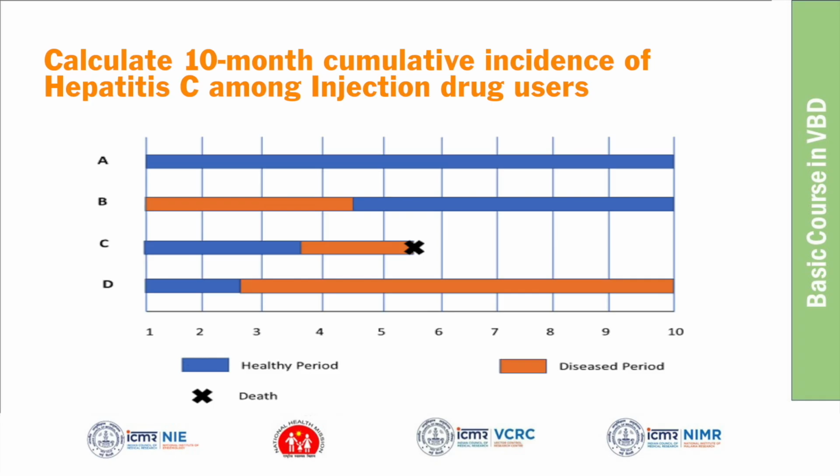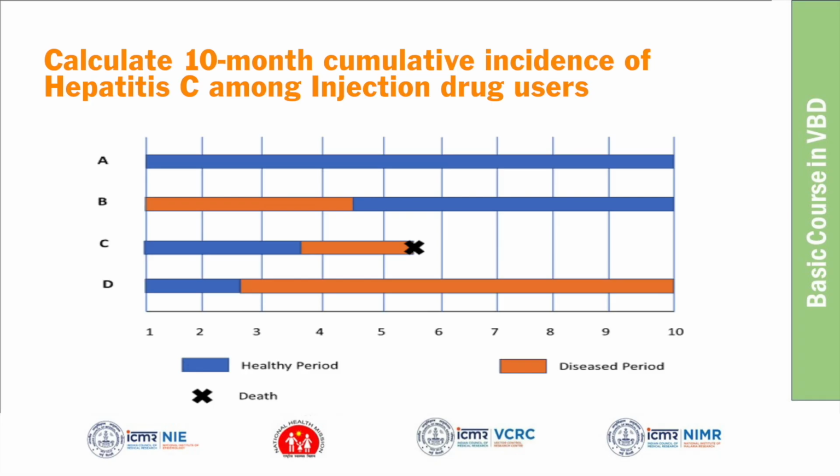The blue color zone indicates the healthy period for that particular individual. The red color zone indicates the diseased period. The black X mark indicates death. So given this, can you calculate the 10-month cumulative incidence of hepatitis C among injection drug users?